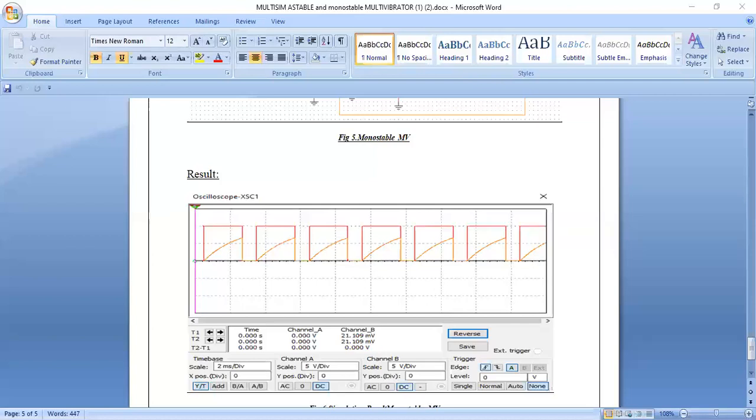Now I've changed the scale to 500 microseconds, to see the variations in this output. The waveform you are seeing is a rectangular pulse, or rectangular waveform. This is the application of an astable multivibrator, a multivibrator which generates rectangular pulses or waveforms.